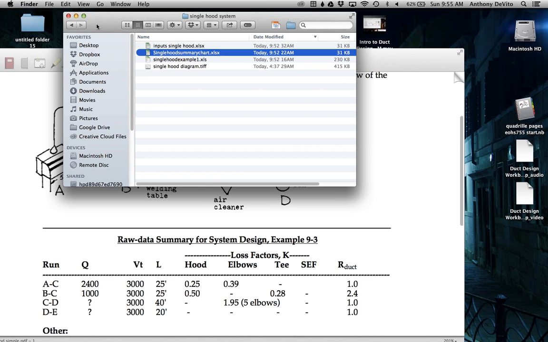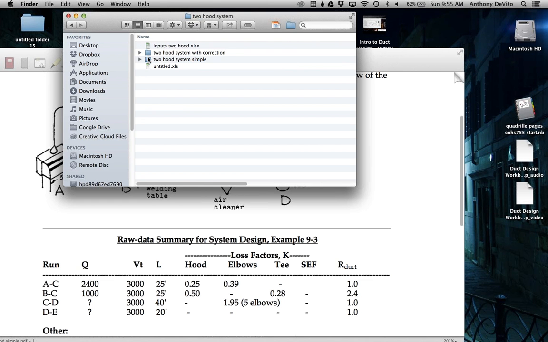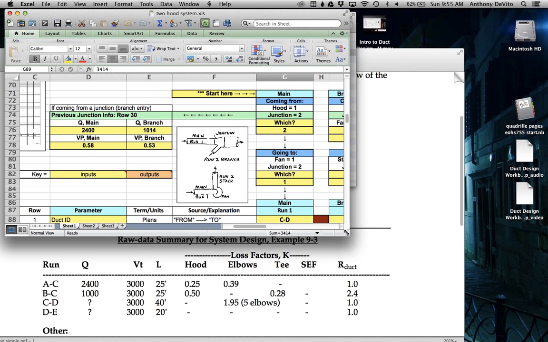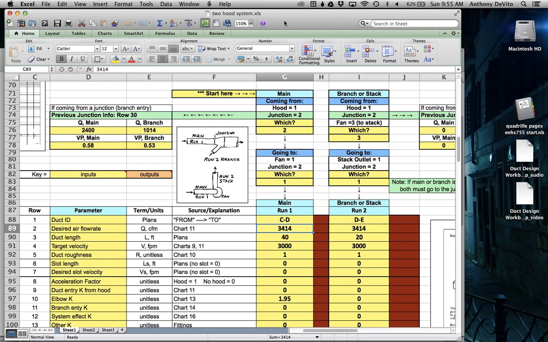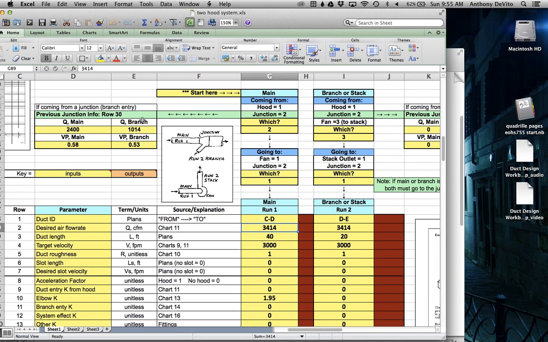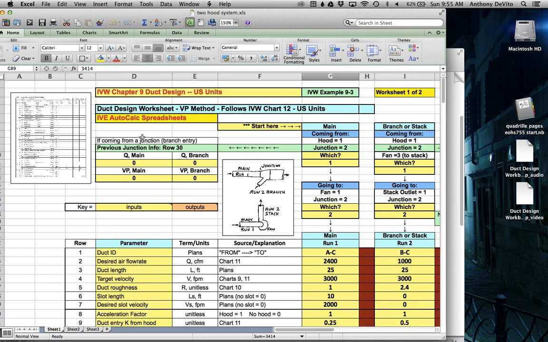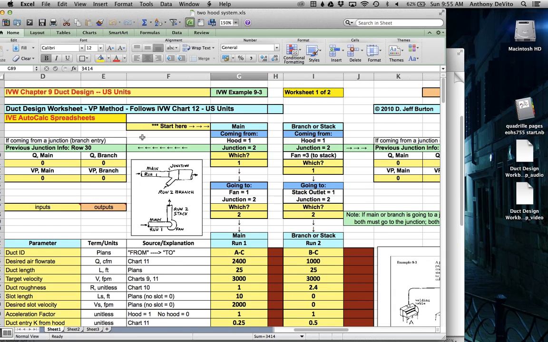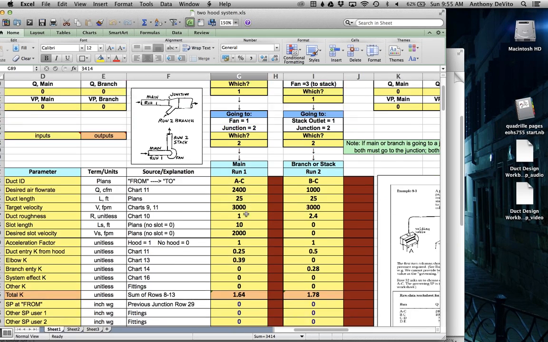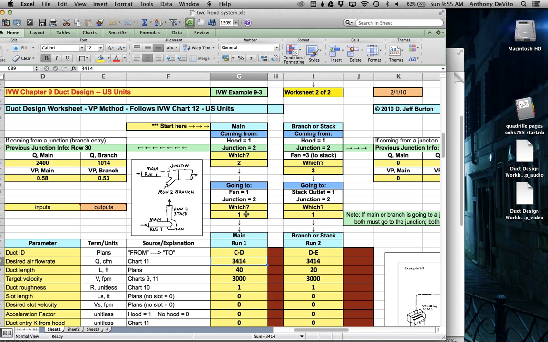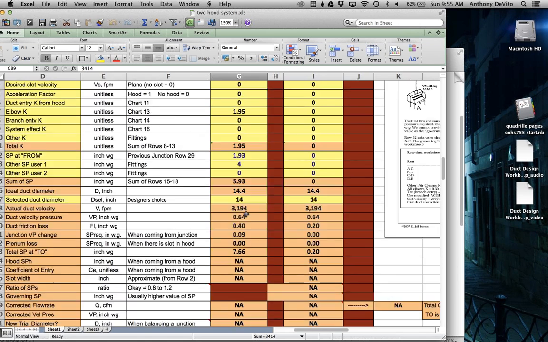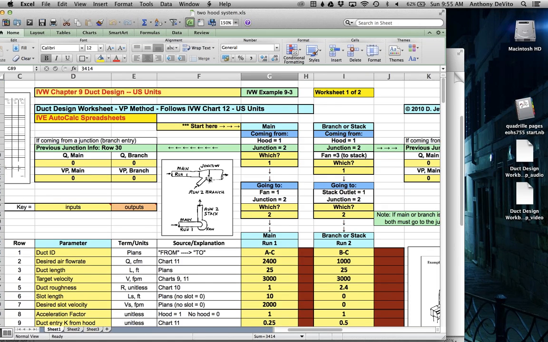Okay, so let me go back to double hood systems. Here we go. Just like before, I'm going to start at the point where it says, literally, start here, at the top of the table. Now notice that we've duplicated our spreadsheet here, and there's another one, the second one here. This is worksheet 2 of 2, right? So there are two of these spreadsheets now. This first one is going to take care of that section from A and B to C.